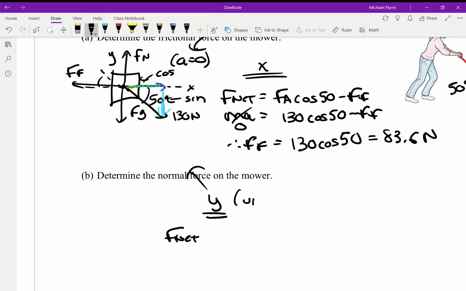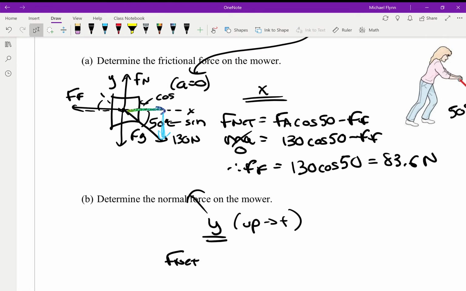I'm going to say up is positive. Now, what vectors are up? I'm going to circle them with a rainbow. Or what vectors are on the y-axis? This guy is on the y-axis. Gravity is on the y-axis. And then this blue vector is also on the y-axis. So there are three vectors. Two of them are down and one of them is up.